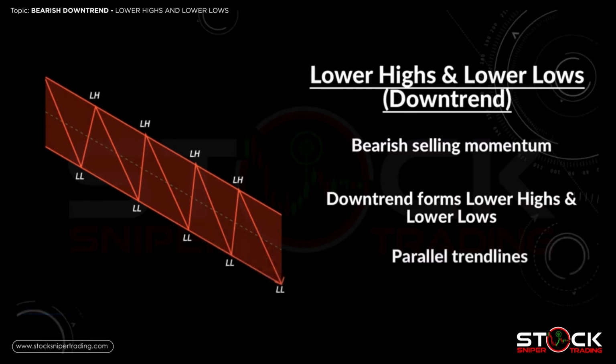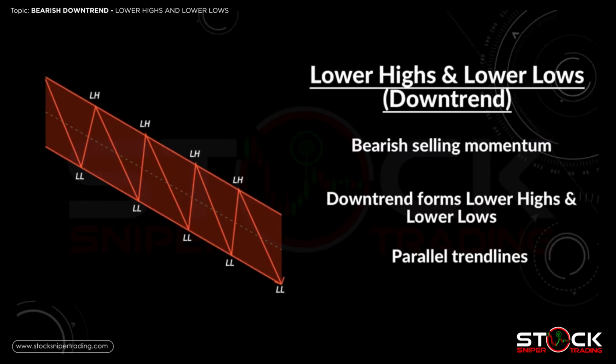The bearish downtrend. It is bearish selling momentum, and the downtrend forms lower highs and lower lows, and it has parallel trend lines. And we can see on the left, as each price comes down, we make a new lower low, and price goes up where we have some buying momentum. However, it does make a lower high from the previous high.